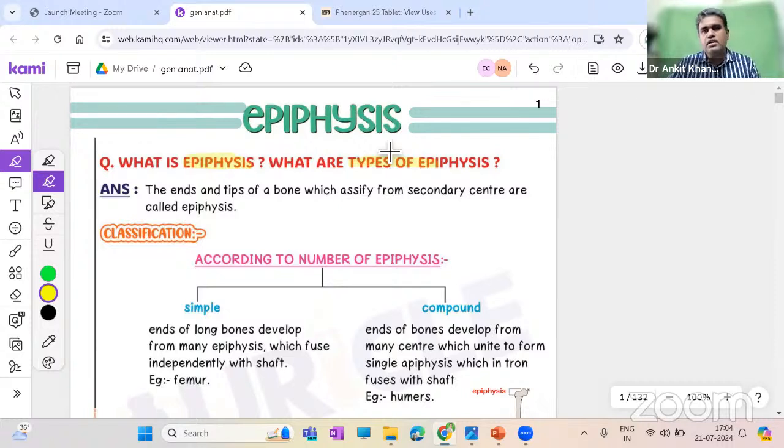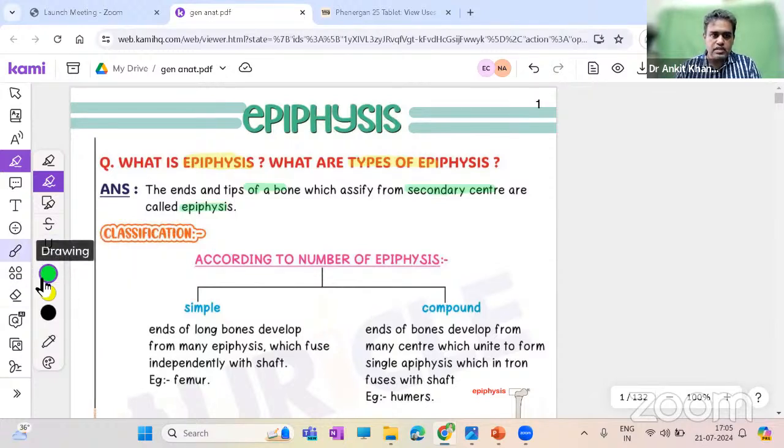We should all know about the long bones in our body, mainly of the appendages, the upper and lower limb. The parts at the ends of the long bones are known as epiphysis. The shaft of the long bone, the middle part, is the diaphysis, and the part which connects the diaphysis to the epiphysis is known as the metaphysis. Basic idea, right? So what is epiphysis? The ends and tips of a bone which ossify from a secondary center are called epiphysis.